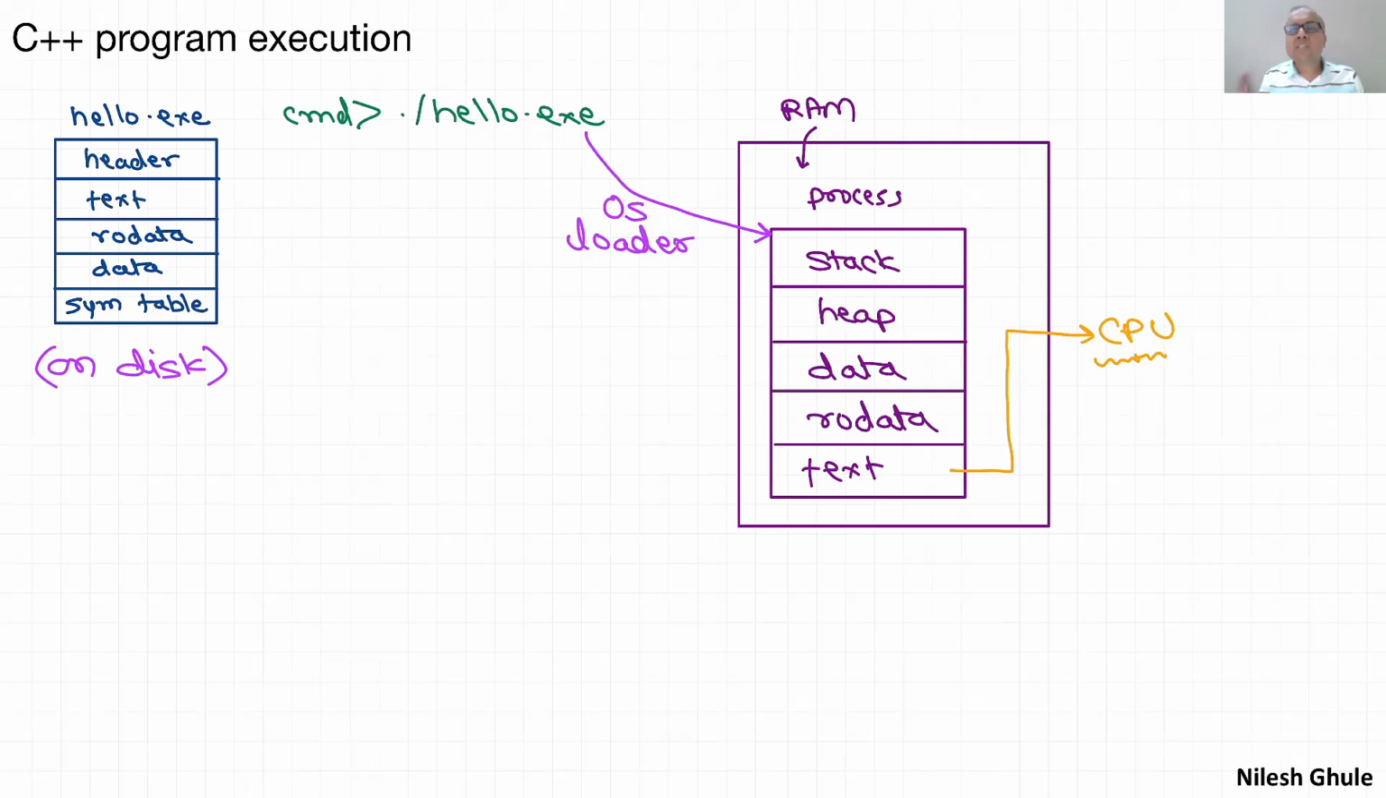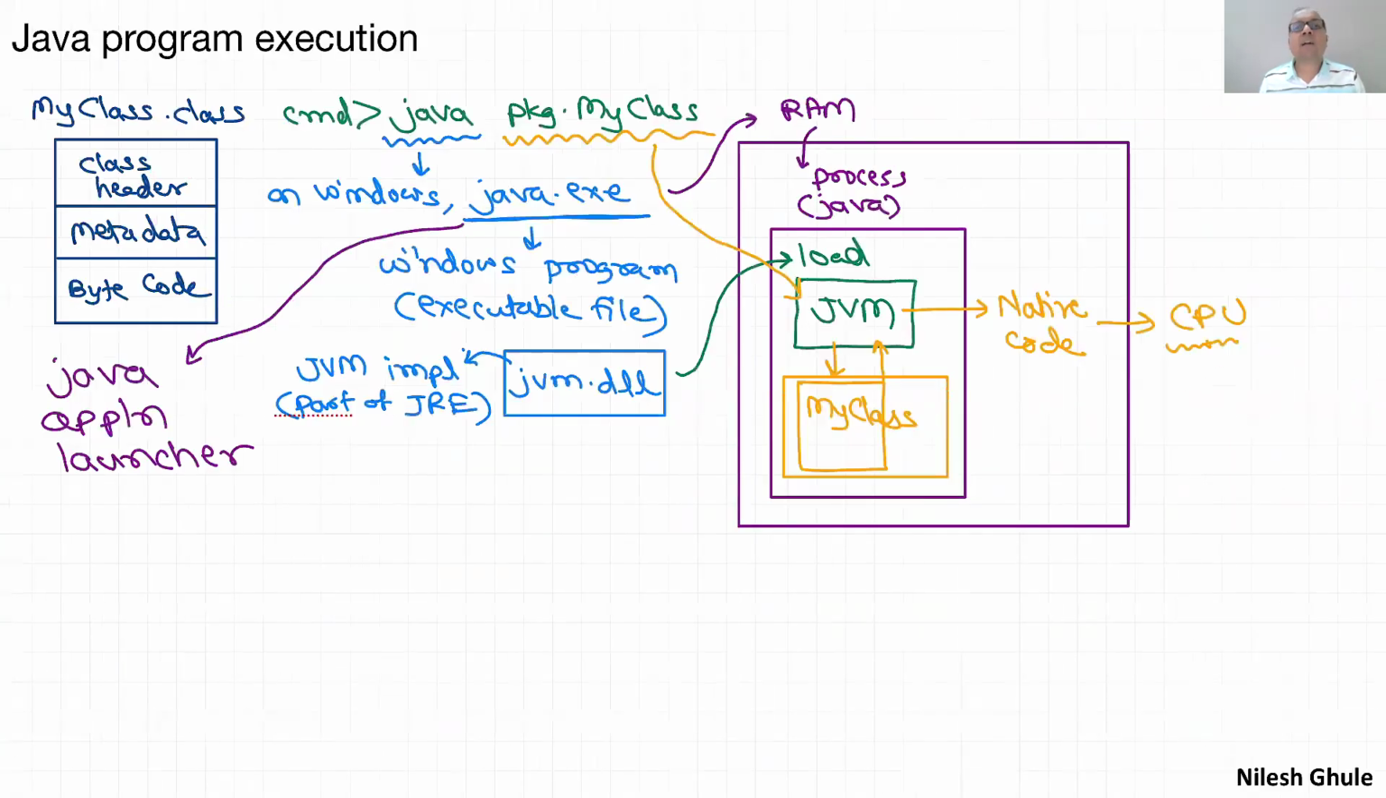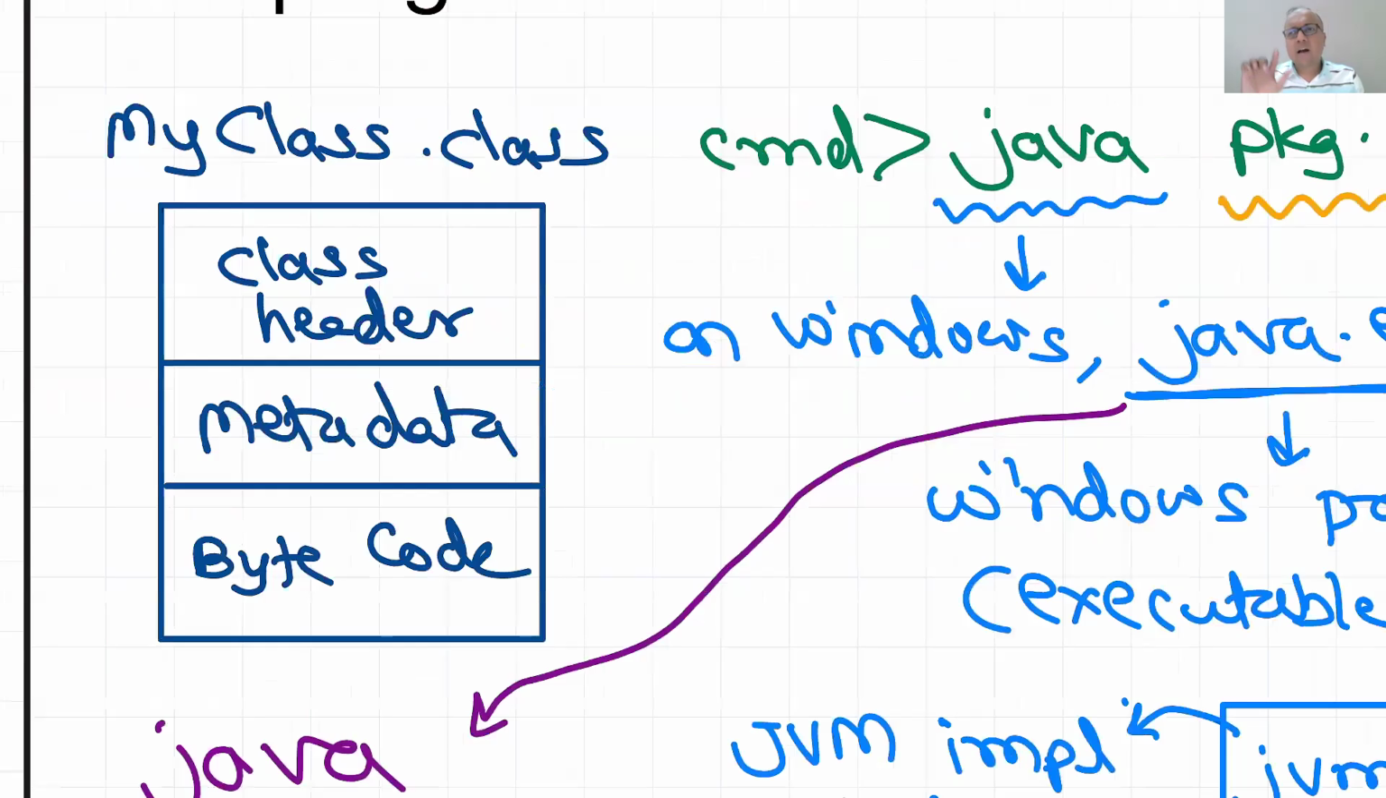Now, you will see that the Java program execution is a bit different. When you take a look at the Java execution process, let us recall that I write something, let's say myclass.java, and myclass.java, I give it to the Java compiler, javac, and that will convert it into myclass.class. What this .class file contains? It also contains a class header. It contains the metadata, the type metadata, and it contains that intermediate language code of Java, which is called as bytecode.